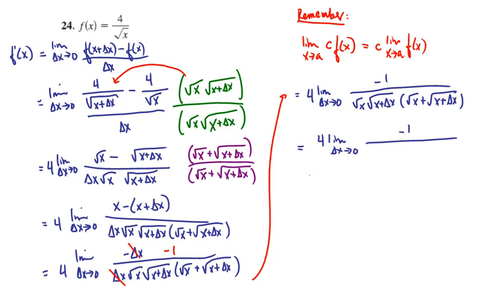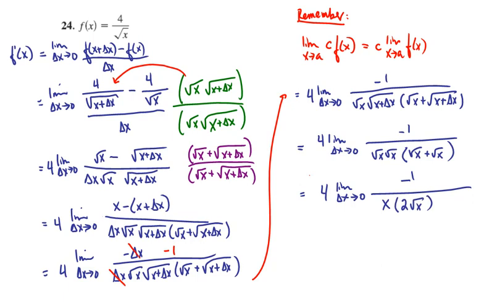So we have 4 times the limit as delta x approaches 0 of negative 1 over square root of x times, now square root of x since that delta x is 0, times square root of x plus square root of x. The square root of x times square root of x just becomes x. And we assume that had to be positive in the first place, otherwise square root of x would be undefined. And square root of x plus square root of x is 2 square root of x. And actually we don't need the limit as delta x approaches 0 anymore. So we have negative 4 over 2x square root of x, or negative 2 over x square root of x.